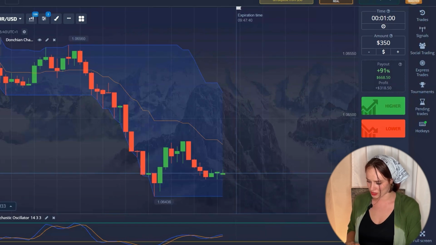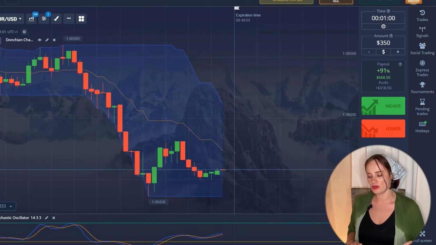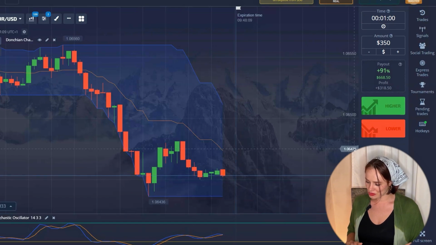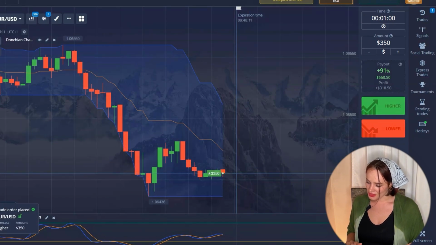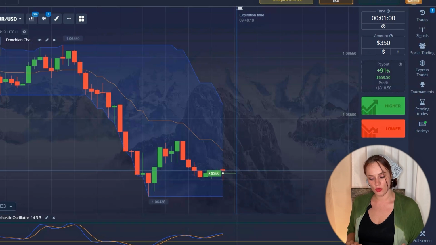Let's find a new point to enter the transaction. Having decreased, the price began to fix and then began to gradually grow. The stochastic indicator also gives a signal about a possible upward movement of the price. On the rebound, I open a deal. The price movement is higher. The bid is $350 for 1 minute. And let's watch what is happening on a chart.